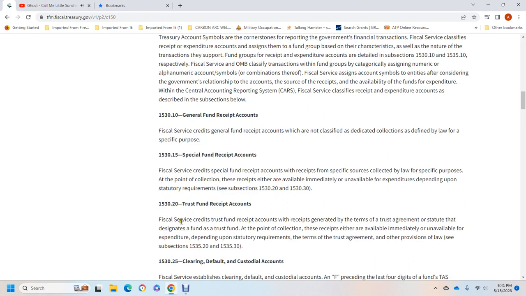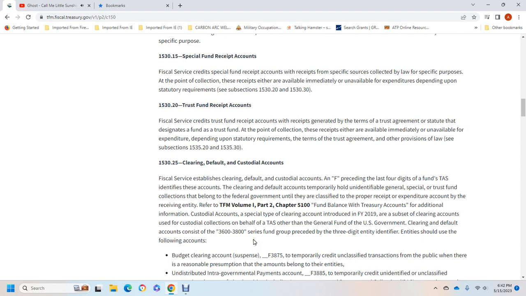1530.20 Trust funds and receipt accounts. Official service credit trust funds receipt account with receipt generated in terms of the trust agreement or statute for the designated funds as trust fund for the point of the collection. These receipts are either available immediately, unavailable for the expenditure depending upon statutory requirements in terms of the trust agreement and other provisions of law.